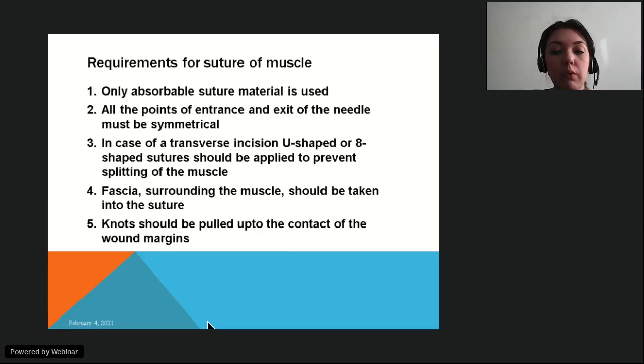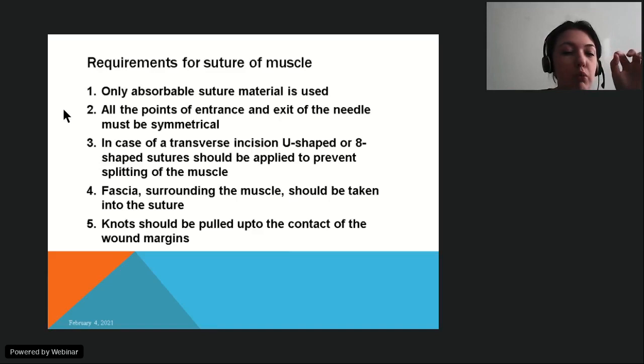First of all, only absorbable suture material is used. Then all the points of entrance and exit of the needle must be symmetrical to perform a good compatibility. In case of a transverse incision, U-shaped or 8-shaped sutures should be applied to prevent splitting of the muscle. I will explain it at the next slide. Fascia surrounding the muscle should be taken into the suture, and knots should be pulled up to the contact of the wound margin. So we shouldn't pull it very hard, just up to the contact, because muscular tissue is very loose, and sutures can cut it. That's why we shouldn't pull too hard.